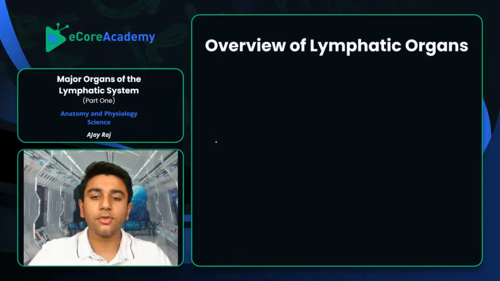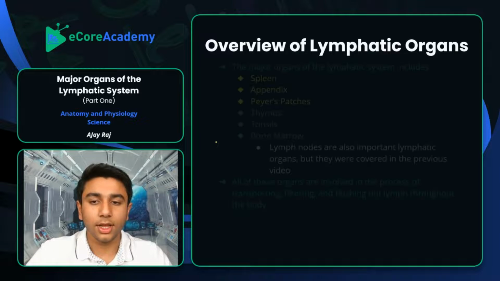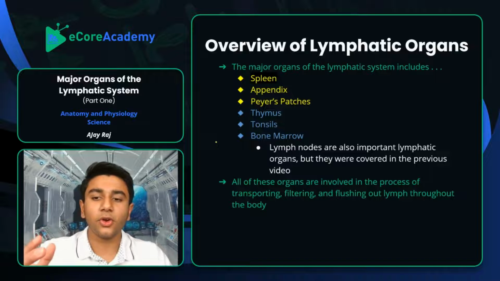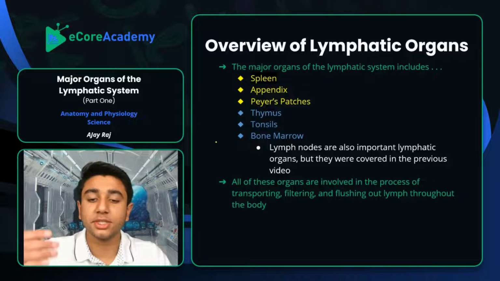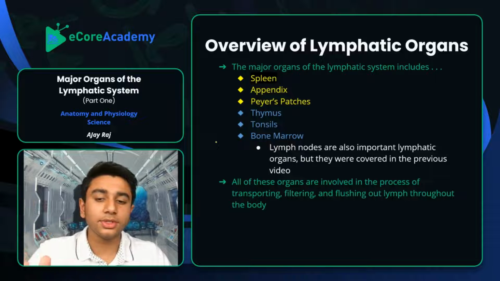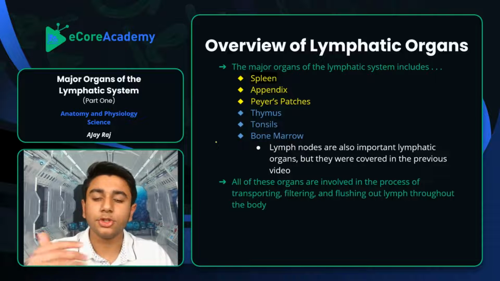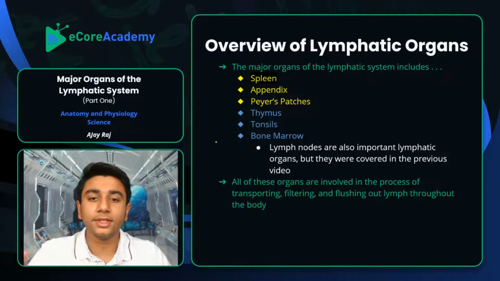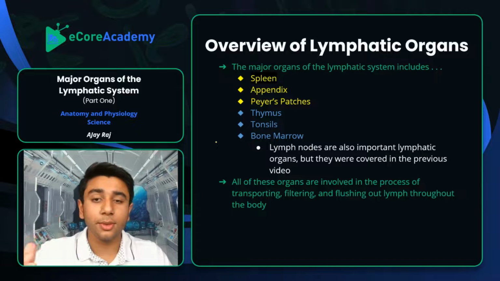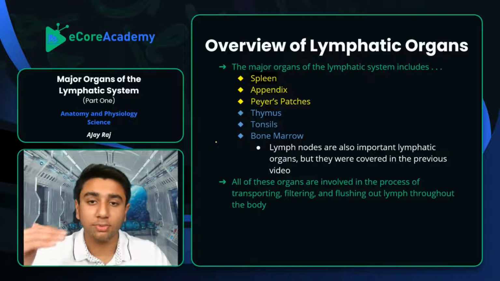All right, starting off, we're going to take an overview of what exactly these lymphatic organs are. The major organs of the lymphatic system include the spleen, the appendix, Peyer's patches, the thymus, tonsils, and bone marrow. I'm sure you've heard of a few of these already, but the 3 that we're going to be diving into in this lesson are the spleen, the appendix, and the Peyer's patches.